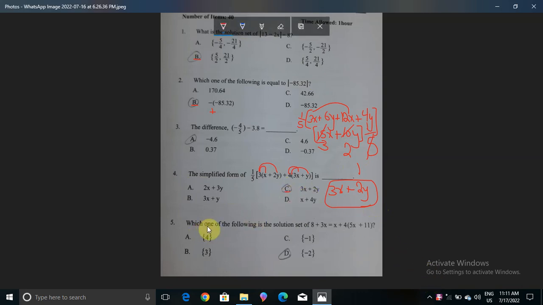Now question number 5. Which one of the following is the solution set of 8 plus 3x is equal to x plus 4 times 5x plus 11? Okay, let's solve it together here. What we have here, first of all, we will remove the brackets. That means 4 times 5x and 4 times 11. Now 8 plus 3x is equal to x plus 20x plus 44.